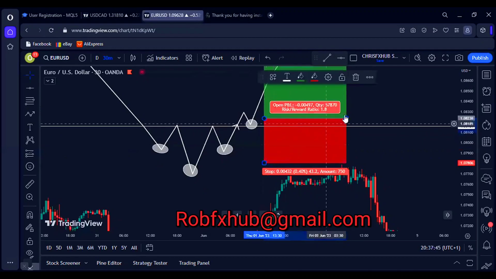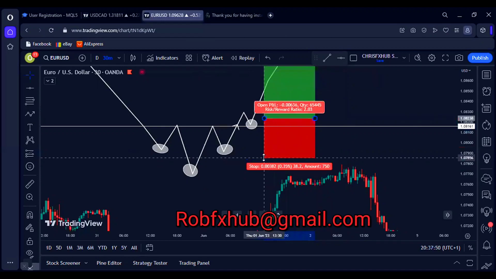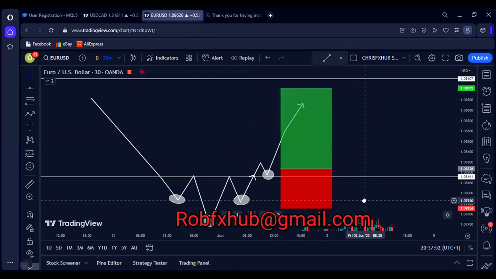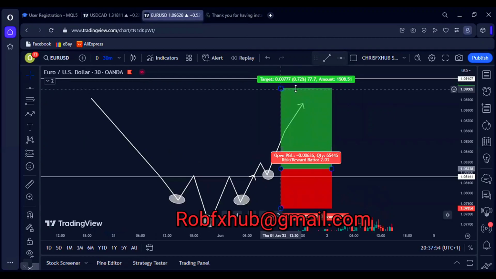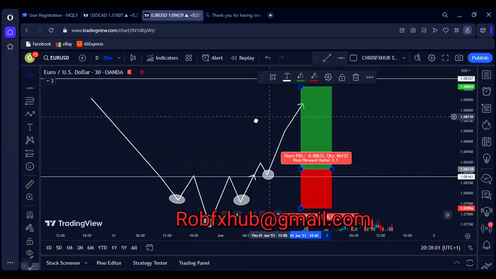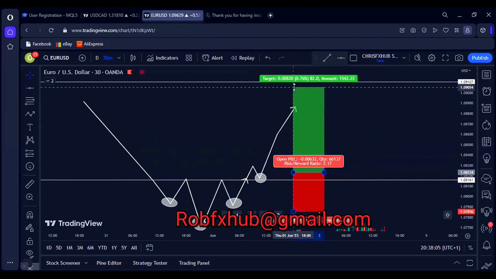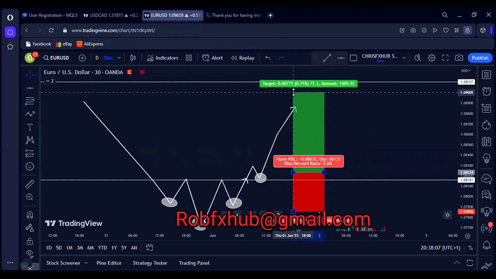This is your entry. Your stop loss should be a little bit below the neckline. You can target 1:2. 1:2 is fair. Don't be greedy. Don't target 1:6, 1:7. Yes, it's possible, but it's safer to target 1:2.